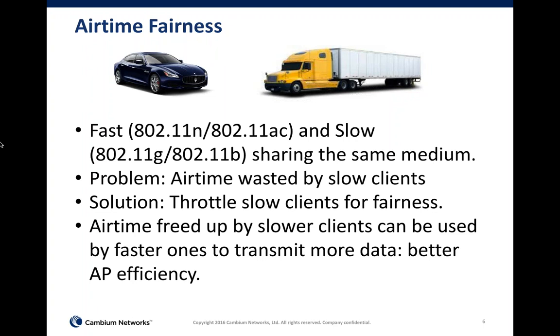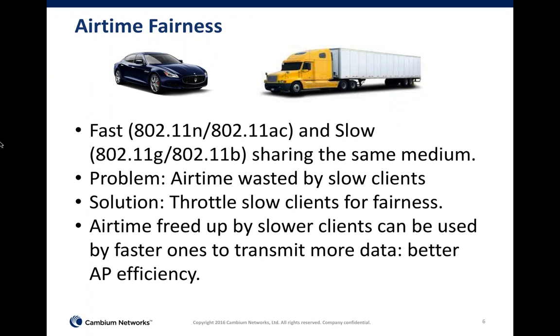So we see the slower clients using up a lot of airtime and bringing down the overall efficiency of the cell. One solution to this is to throttle the slower clients, and that will ensure some fairness over the air. So when you enable airtime fairness, if we see that a client is 11G, 11A or 11B capable, we slow down the amount of traffic that we send to that client if there is also 11N and 11AC traffic queued up.